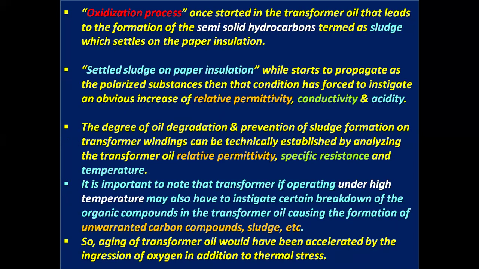Once the oxidation process starts in the transformer oil, it leads to the formation of semi-solid hydrocarbons termed sludge, which settles on the paper insulation. Settled sludge on paper insulation, when it starts to propagate as polarized substances, forces an obvious increase of relative permittivity, conductivity, and acidity.